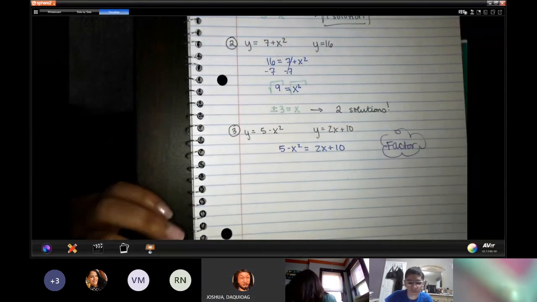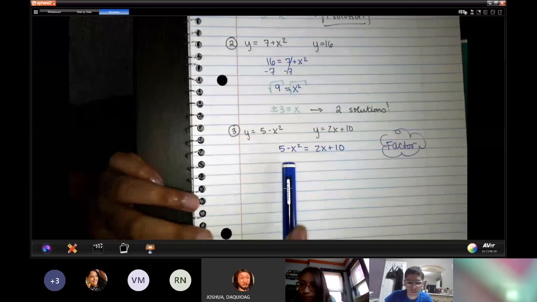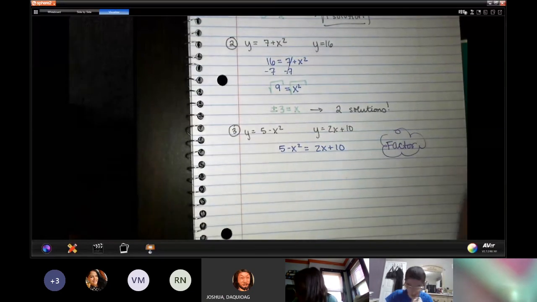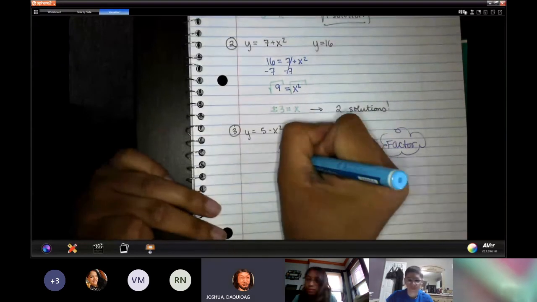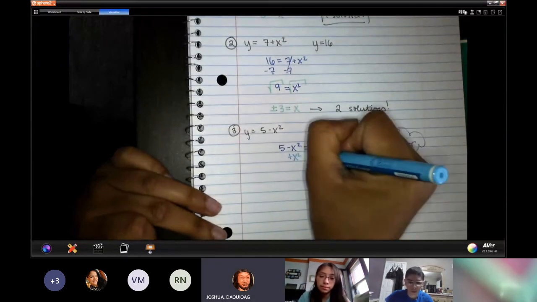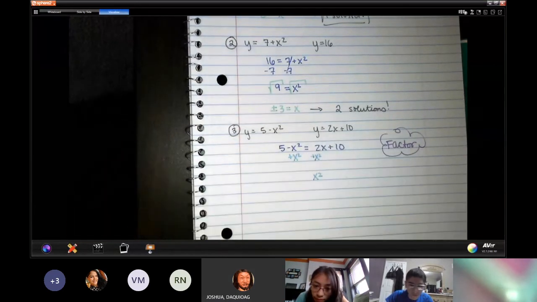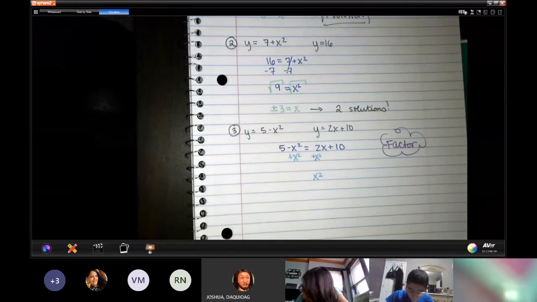All right, so to do that, I'm going to get everything on one side. I want this x squared to be positive. It makes it easier to factor, so I'm going to add it, okay? So from here, I'm going to add x squared to both sides. That obviously can't combine with any like terms, right? And then what can I do with the 5?